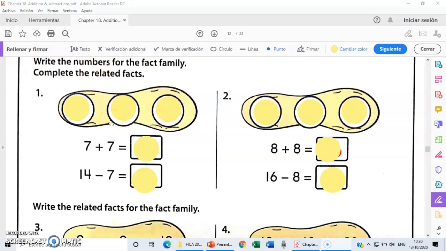Morning, students. So yesterday we didn't have time to finish this page. That's why I'm sending this video so we can finish the fact families.